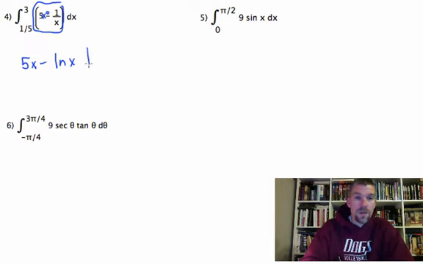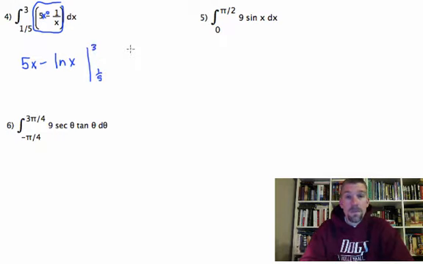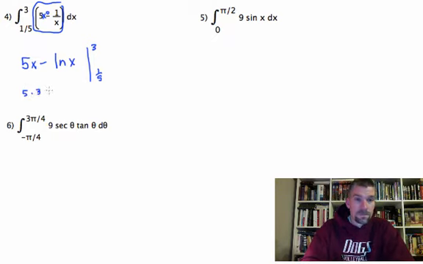And then we're just going to evaluate this guy from 1/5 to 3. In other words, where you stop minus where you start. So 5 times 3 minus the natural log of 3, minus 5 times 1/5 minus the natural log of 1/5.